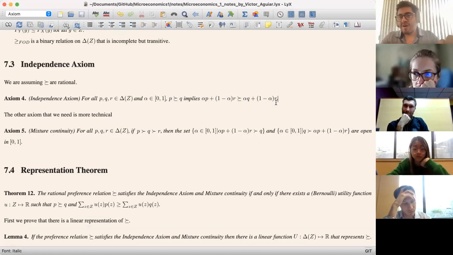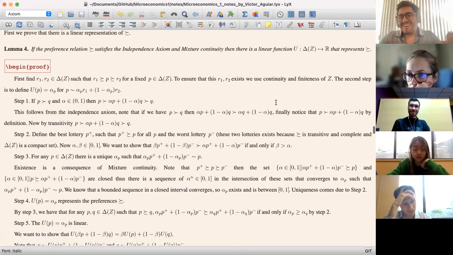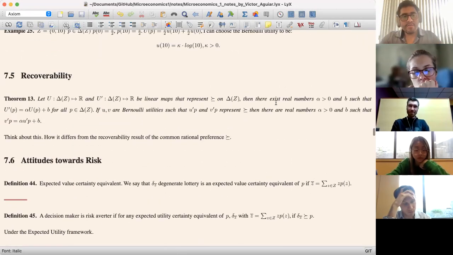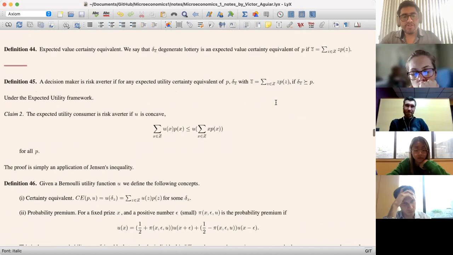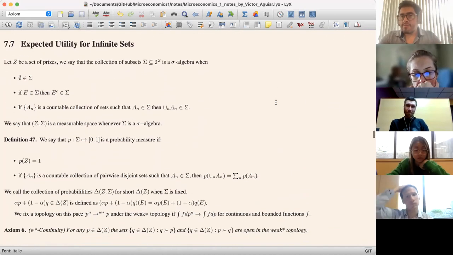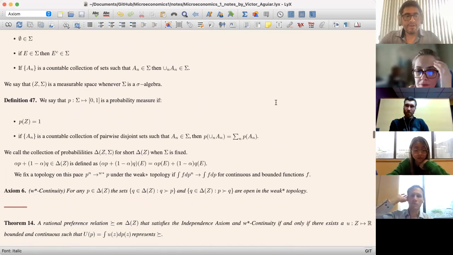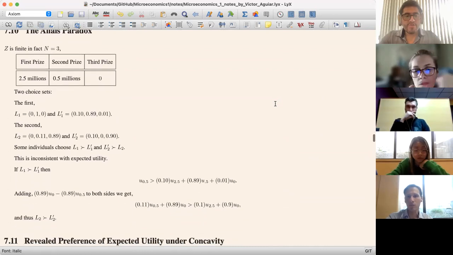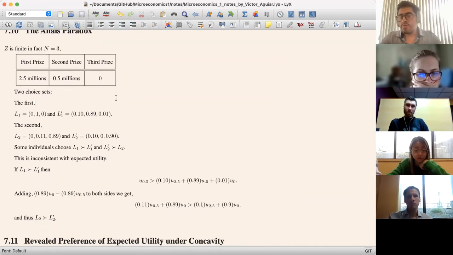So this axiom is what our forefathers in micro thought was the way to act. Forefathers and mothers, right? So is it true that you will change your choices here? Another way to say it: say I tell you expected utility is the way a lot of economists think we should evaluate risk. Will you change your choices? Will you change the way you evaluate this? That's an interesting question.